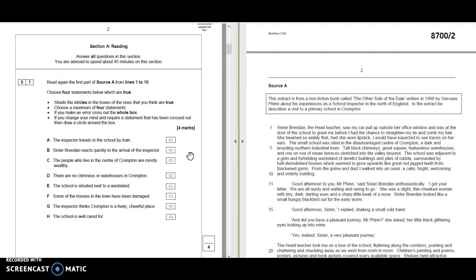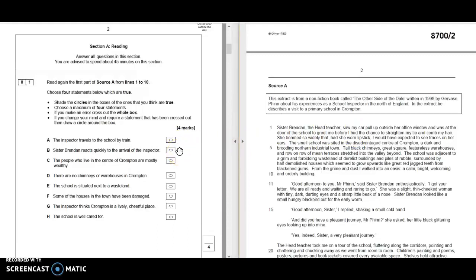Okay, so this is a good example of how we can use synonyms and antonyms to help us to answer these questions, and also how there is usually one tricky one. So let's have a look at our statements. So A, the inspector travels to school by train. So we know that we're going to find the evidence for that straight away because the evidence appears in the same order as the statements, okay? And here it said, she saw my car pull up. So we know that that's definitely false. He didn't come by train. So that's an easy one.